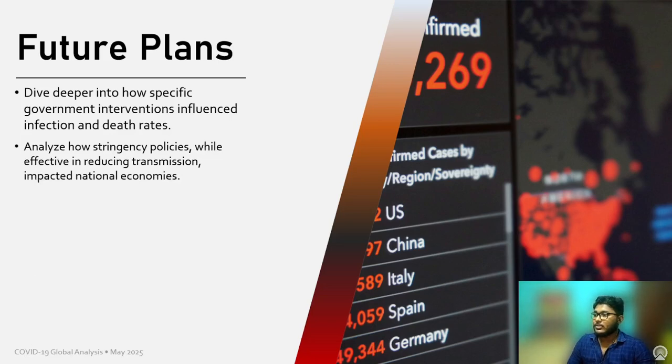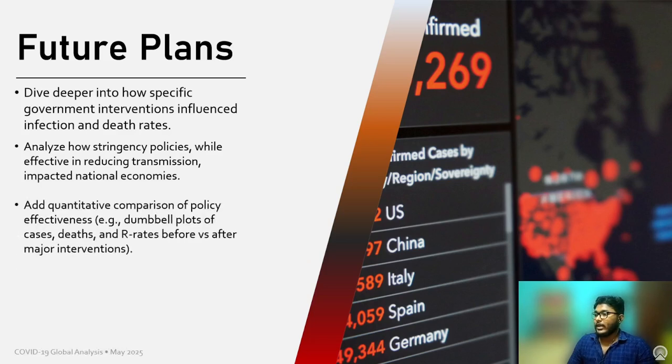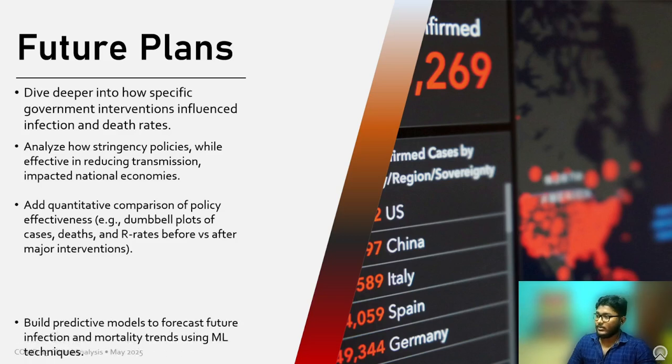Analyze how stringency policies, while effective in reducing transmission, impacted national economies. Now, we all saw that stringent policies did a really good job combating the spread of virus transmission, but it also affected the economies quite largely. I'd like to take a look at that in the next project. Add quantitative comparison of policy effectiveness, dumbbell plots of cases, deaths, and Rt before and after major interventions. That is another of the future plans.